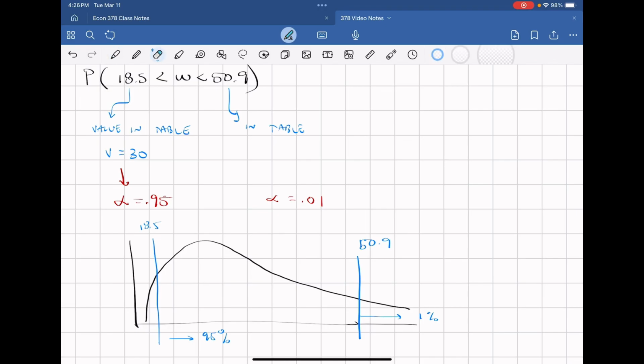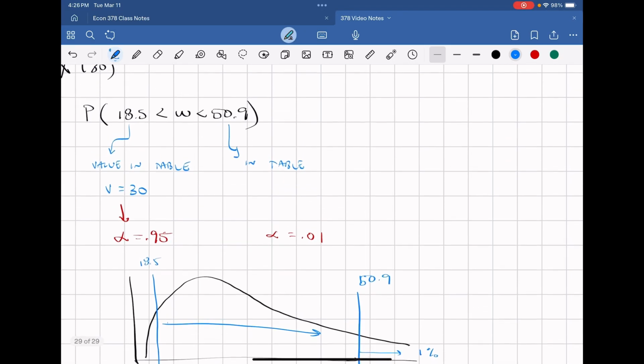So that's where we would then look at the probability that we're between these points. It's going to be 95% all the way down, subtract off that 1%. And so this probability is equal to 0.95 minus 0.01, or 0.94, or 94%. And that's how we can use chi-squared and the table to find probabilities and values within the chi-squared distribution.